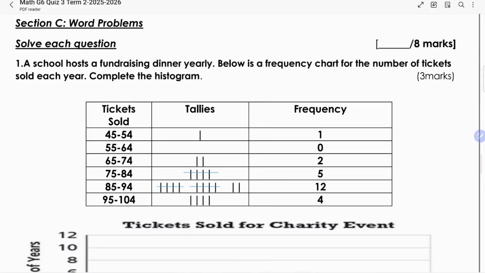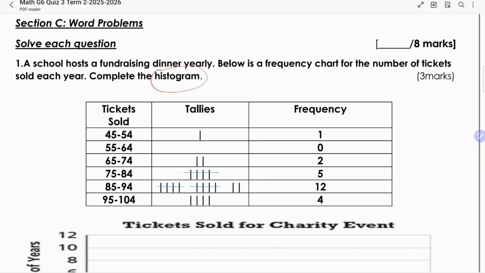It's section C, question 1. Now it says, a school hosts a fundraising dinner yearly, builds a frequency chart for the number of tickets sold each year. Complete the histogram. Now it's telling you clearly, stating clearly, I want you to draw a histogram.